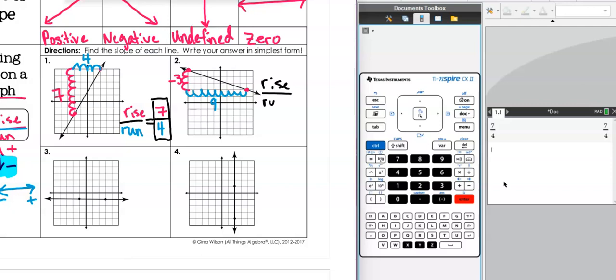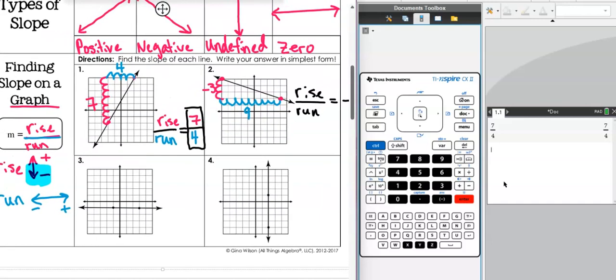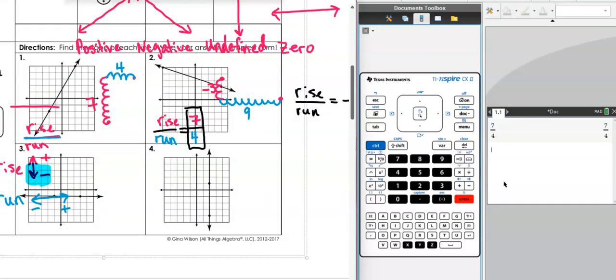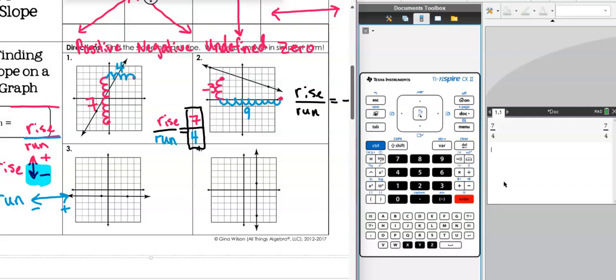Now let's check if we found our rise over run. Rise over run. Well, our rise was -3. Oh, my document's all messed up right now. Rise was -3, and our run was 9. Now if we do -3 divided by 9 in the calculator, we see it simplifies to -1/3. So that is the simplest form of slope in this case.